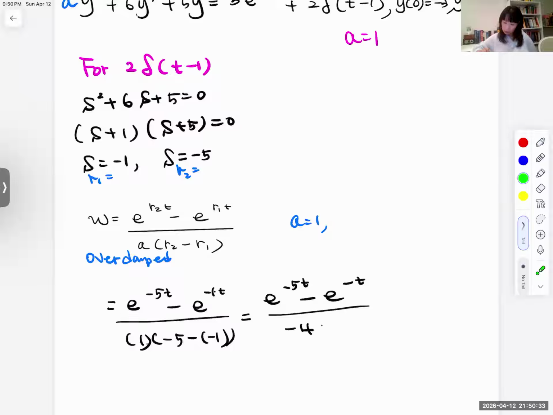So what did I make a mistake? Negative r sub 2, right? Negative 5 and negative, and this is the positives, yeah? So it's a negative 4. Okay, so let's leave it for now. Okay, then we will change that later.